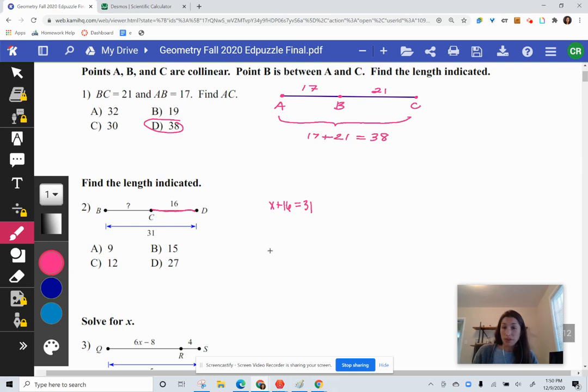So what number will we add with that? The way we can figure that out is undoing the addition. We could subtract 16 on both sides. So we're going to say X, in this case, is the length of BC, our question mark there. We're going to take 31 and subtract 16, and that should be 15. So our missing length there is 15.